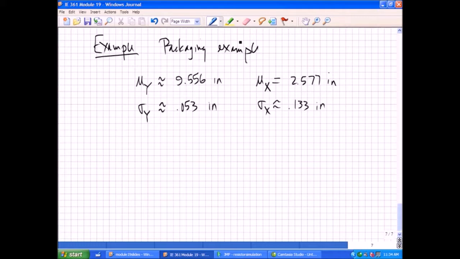Oops, sorry, I bombed that. That's not right. This was about 0.061 inches.